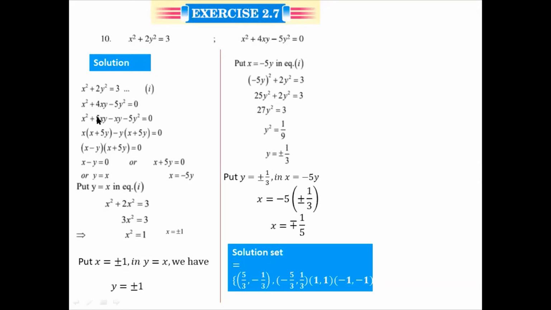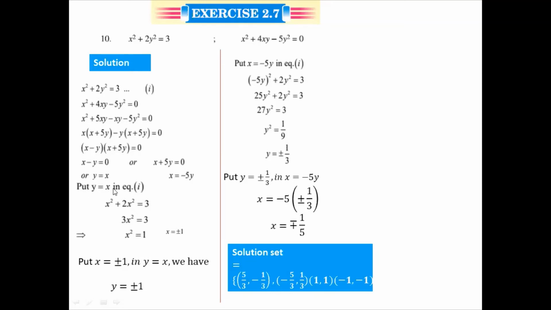So we can factorize this by writing 4xy as 5xy minus xy. So x square plus 5xy minus xy minus 5y square. From the first two terms we have x as a common factor, so we have x plus 5y, and from the last two terms we have minus y as a common factor, so we have x plus 5y. x plus 5y is common, so we are left with x minus y. So either x minus y is equal to 0 or x plus 5y is equal to 0. It means y is equal to x, and from the other we have x equal to minus 5y.